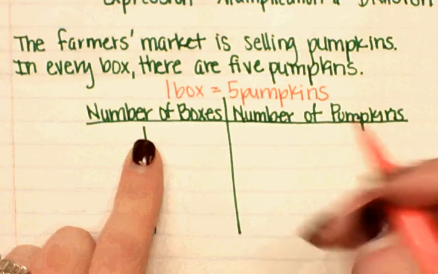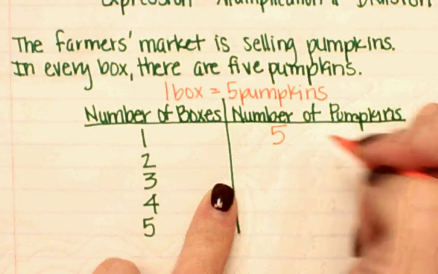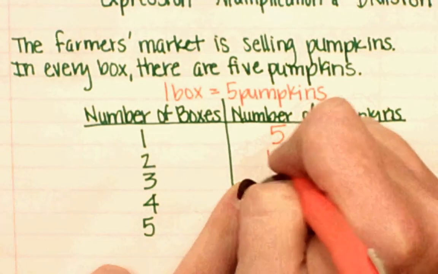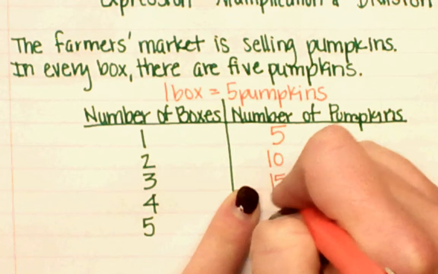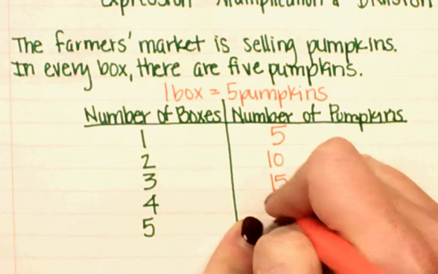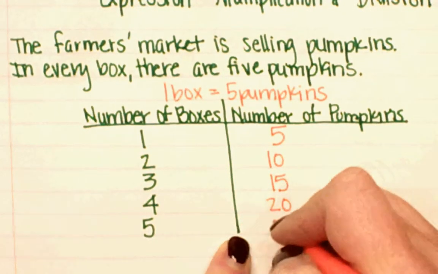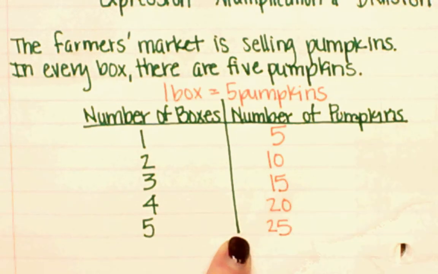So in one box there are 5 pumpkins. In 2 boxes there are 10 pumpkins. In 3 boxes there are 15 pumpkins. In 4 boxes there are 20 pumpkins. And in 5 boxes there are 25 pumpkins.